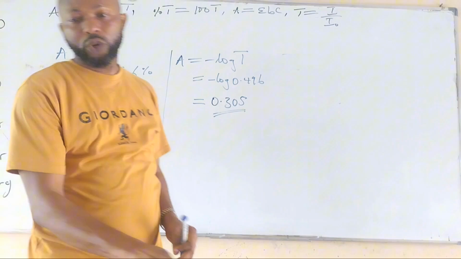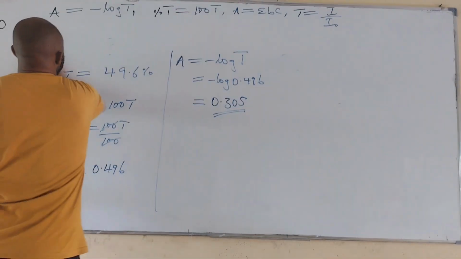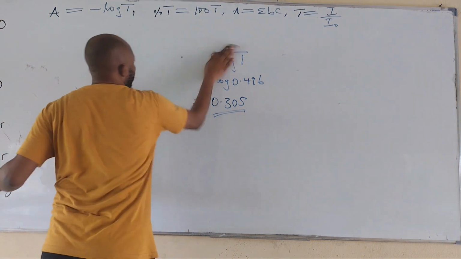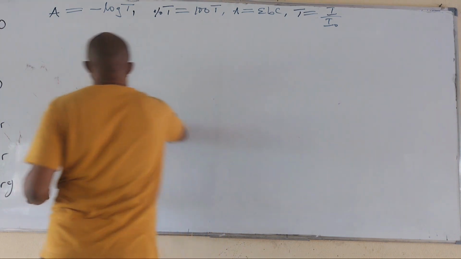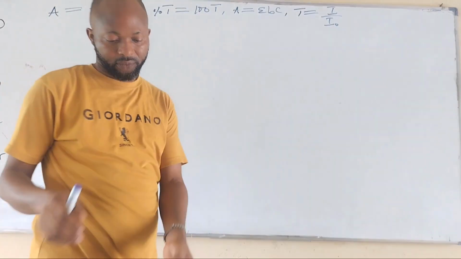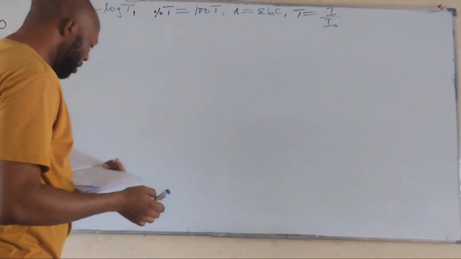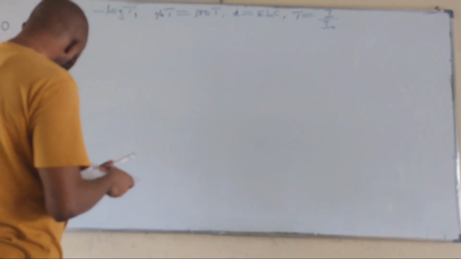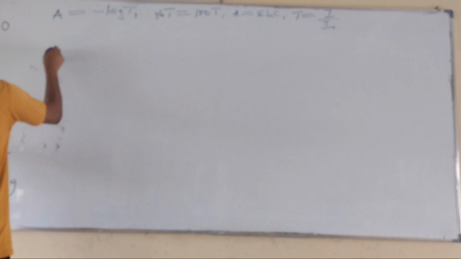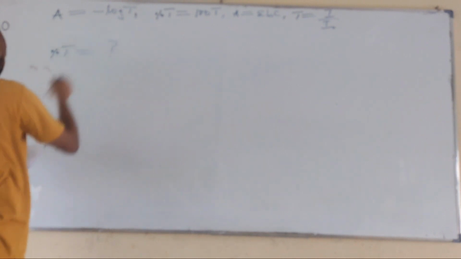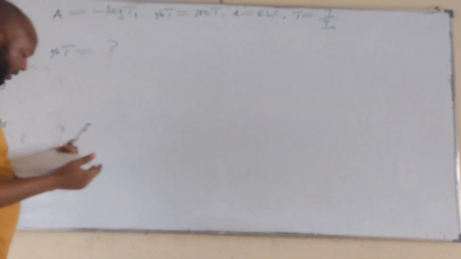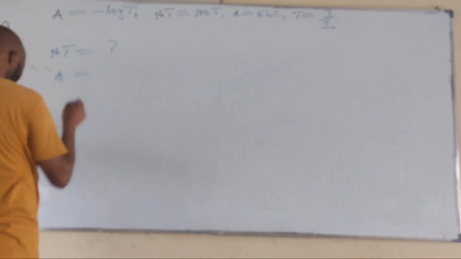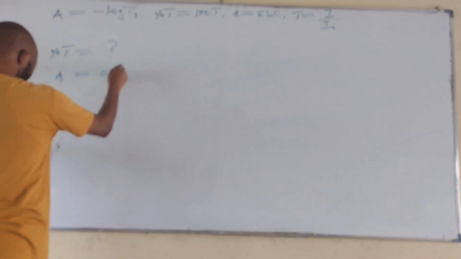Let's take a third question. So what is the percentage transmittance? Okay, now we're looking for our percentage transmittance. That's what they're asking us. What is the percentage transmittance if A is equal to 0.774?